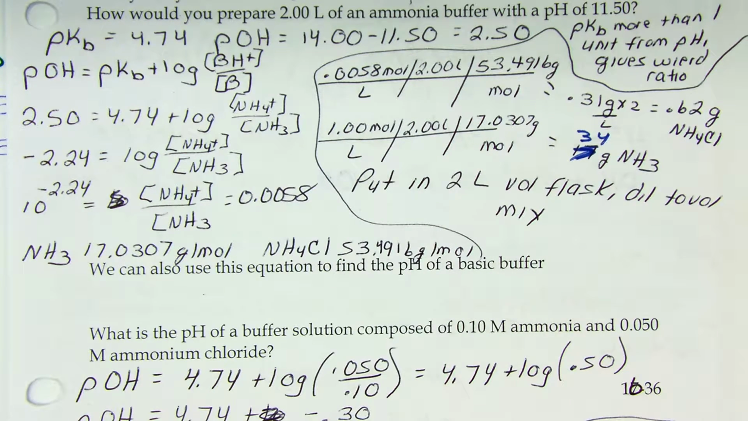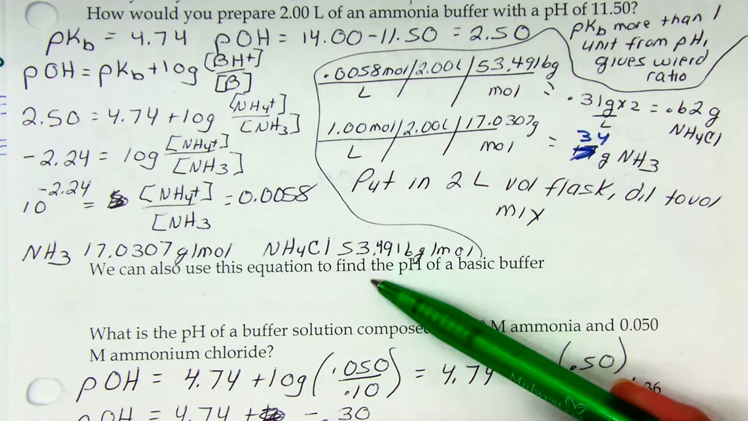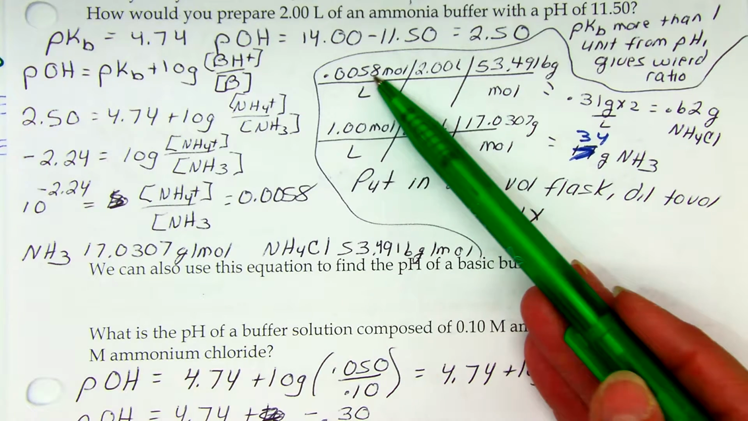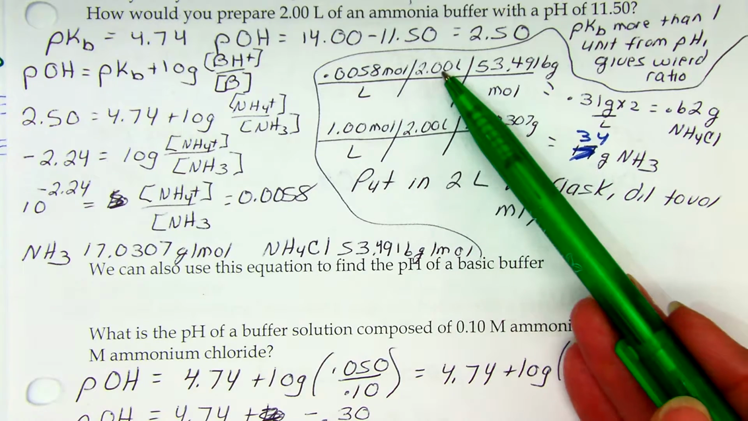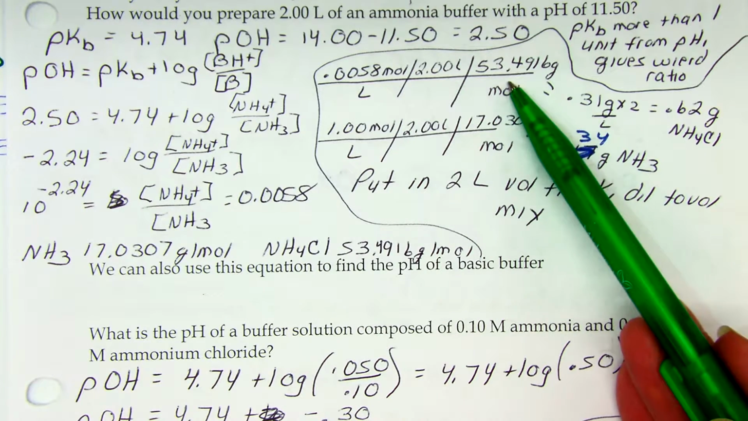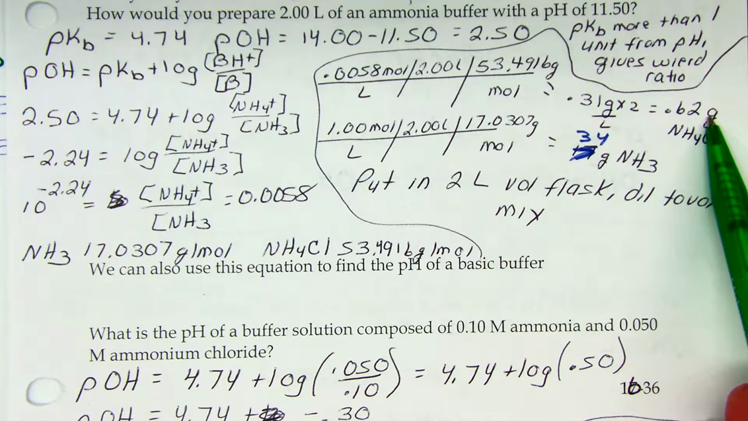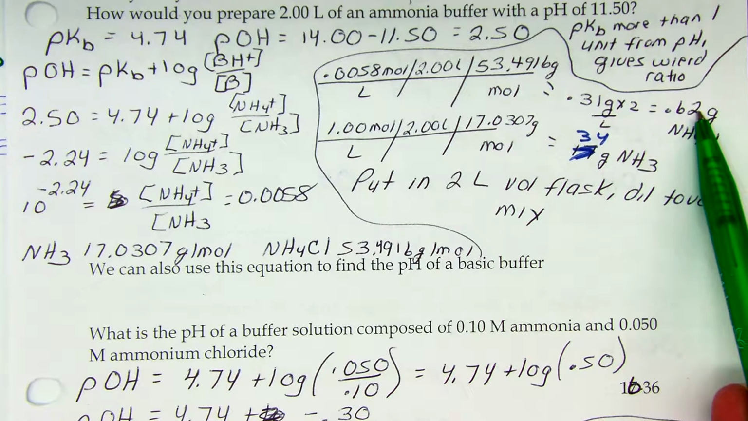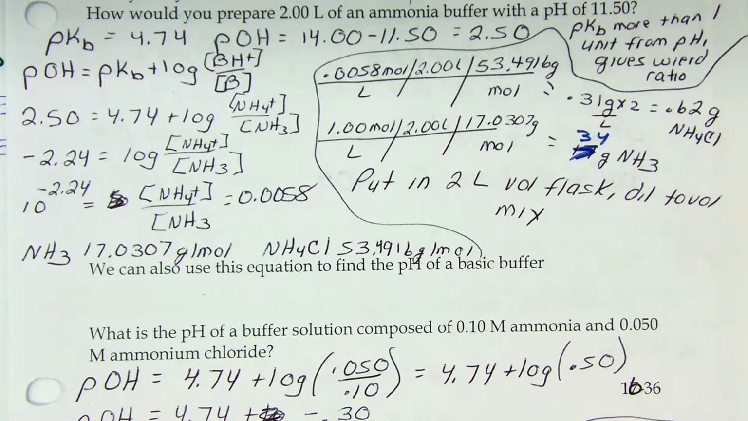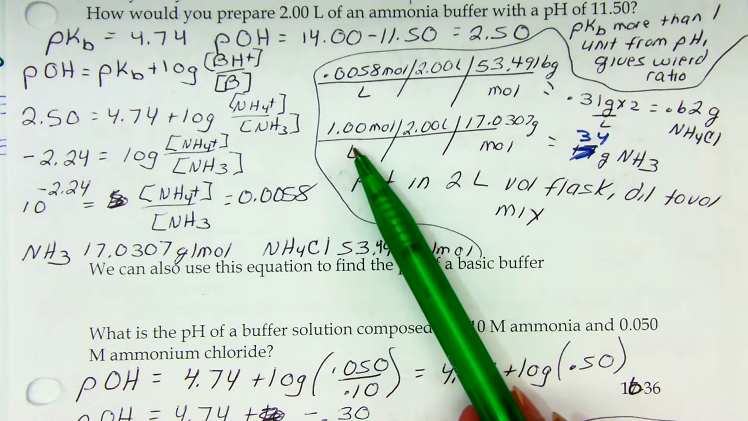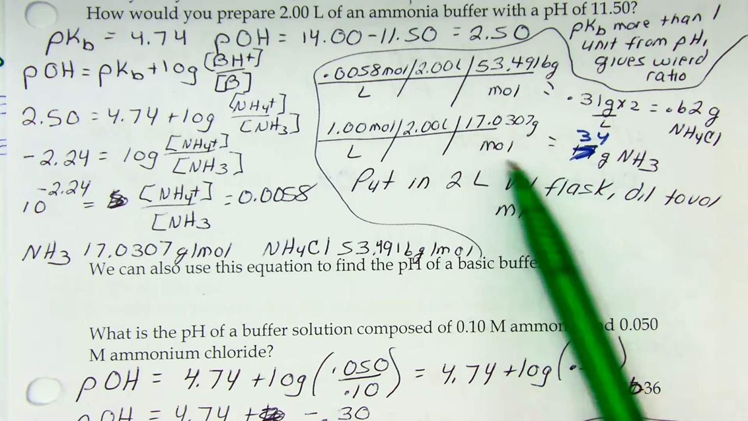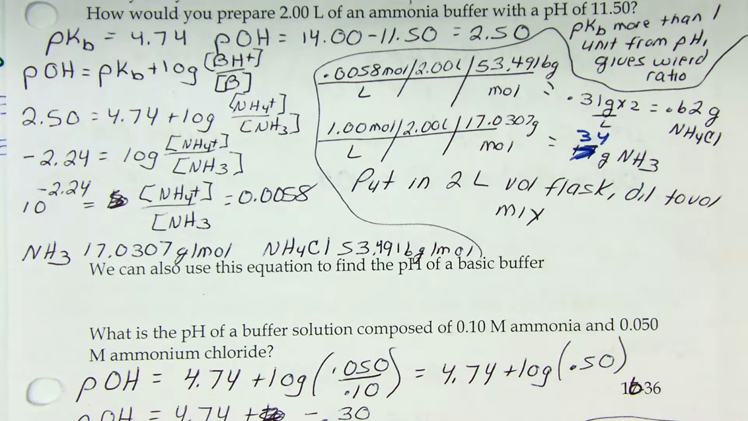Now I made the ammonium chloride salt: 0.0058 moles per liter times 2 liters times the molar mass gives me 0.62 grams. That's not a lot of material, right? That's not very much. And then down here, I want 1 molar times 2 liters times 17 grams per mole, 34 grams.